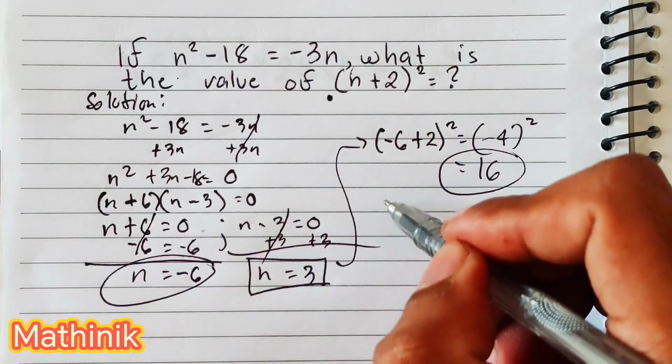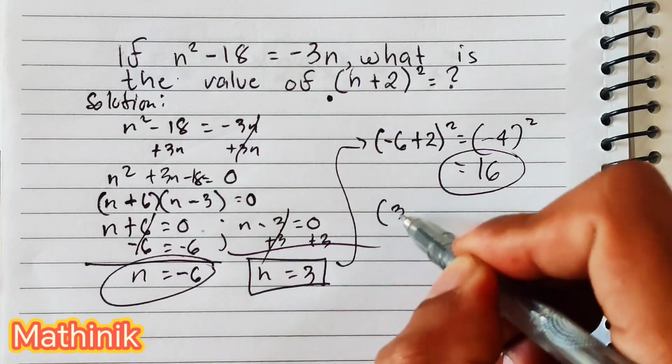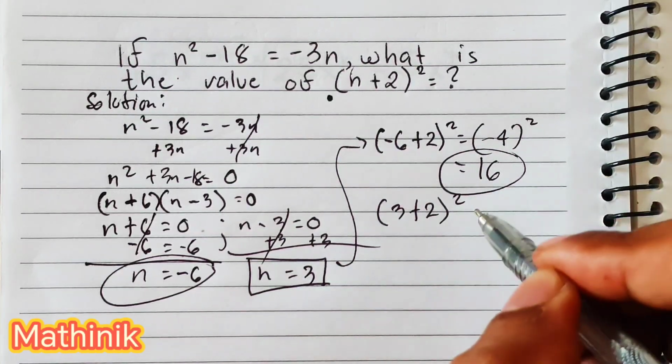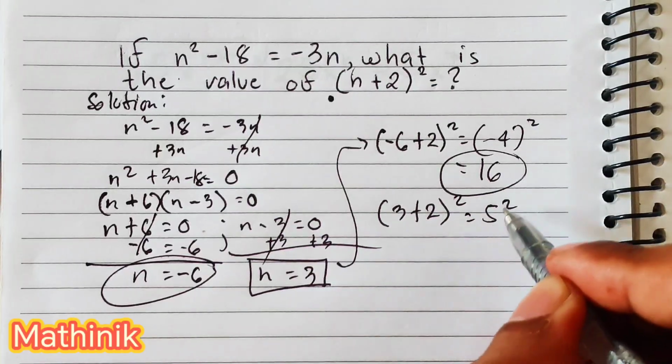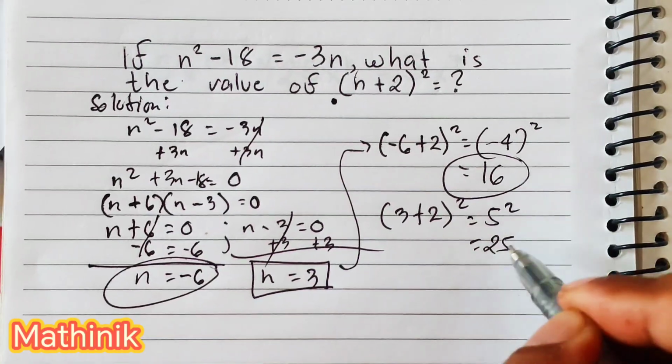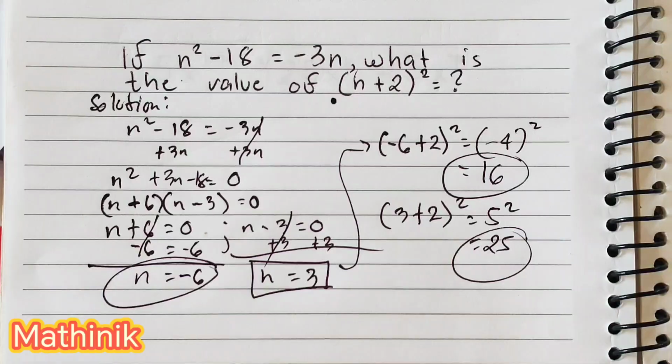Then the 3. So 3 plus 2 squared is equal to 5 squared, and 5 squared is equal to 25. So therefore, the value of n plus 2 squared is equal to 16 and 25.